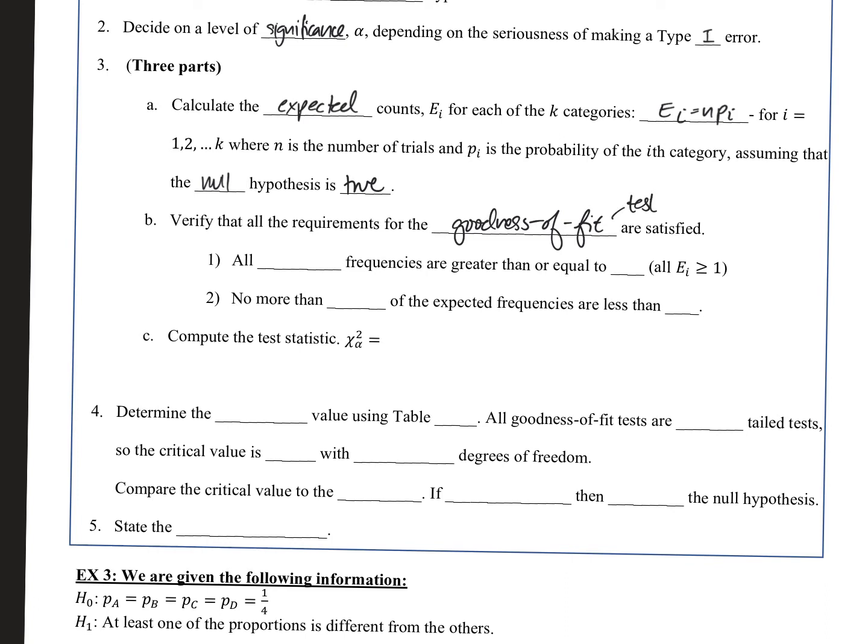Test. Ran out of space there. And 1. All expected frequencies are greater than or equal to 1. We already saw this. And no more than 20% of the expected counts are less than 5. Let me go ahead and fix that.